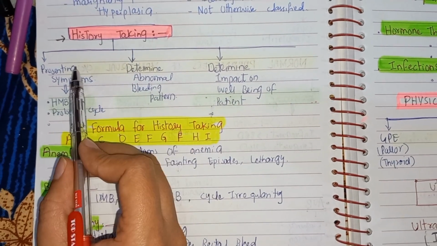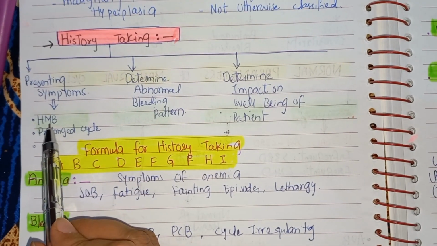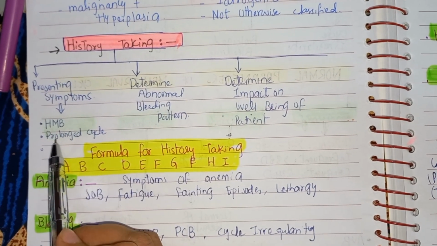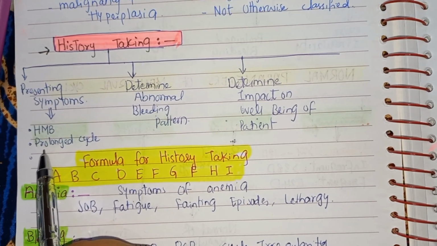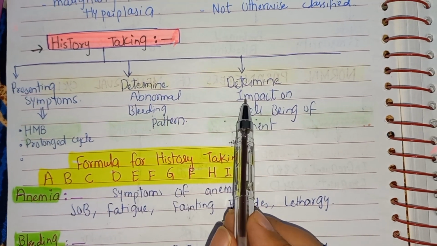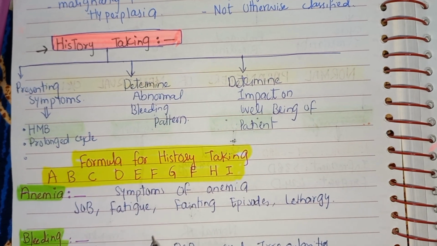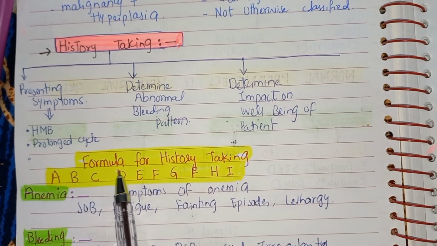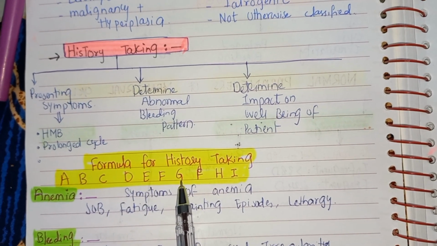When a patient presents, you always need to ask about the presenting symptoms, like heavy menstrual bleeding, prolonged cycle, intermenstrual bleeding, postcoital bleeding. What is the pattern of the bleeding problem? And then you need to determine the impact on the well-being of the patient. Now you can take a history by just memorizing the formula A, B, C, D, E, F, G, H, I.